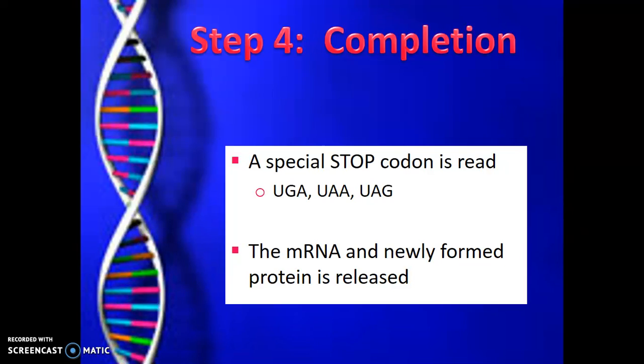And finally, step 4 is completion. You read a special stop codon, and it releases the protein, and then the mRNA can be read again by another ribosome and make that exact same protein again. So an mRNA is not one and done. It can be used over and over again until it degrades. And you can even have 5 or 6 ribosomes on the same mRNA, making the same protein 4 or 5 times right away.